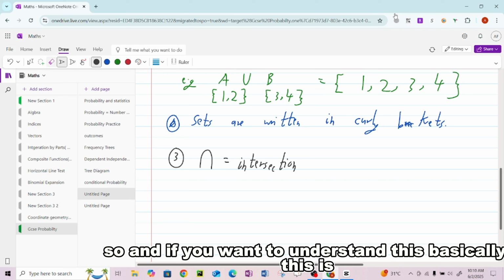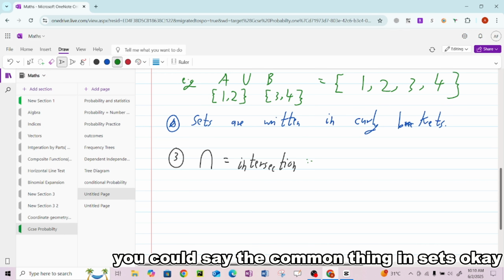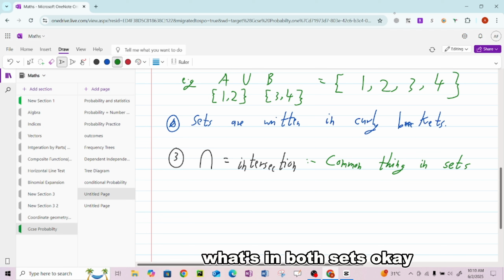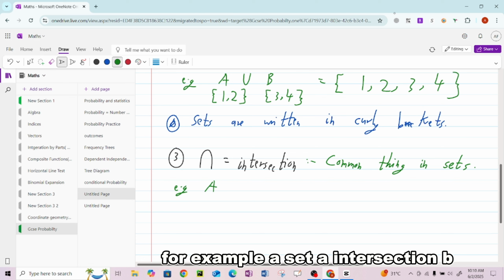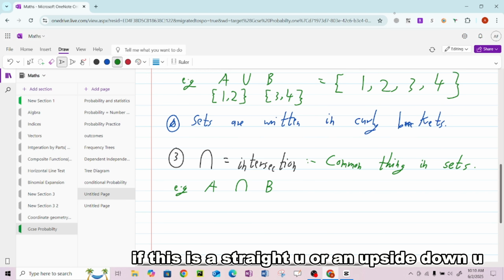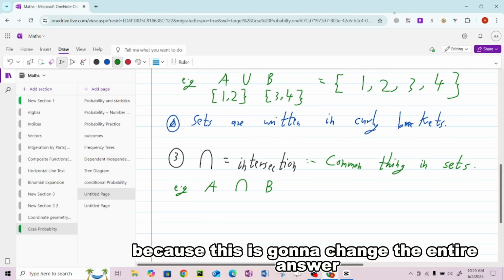Okay, and if you want to understand this, basically this is the common thing in sets. What's in both sets? For example, A intersection B. Make sure to keep a close eye on whether this is a straight U or an upside down U, because this is going to change the entire answer.